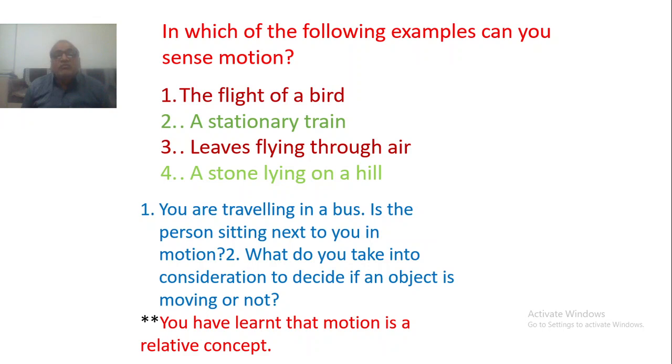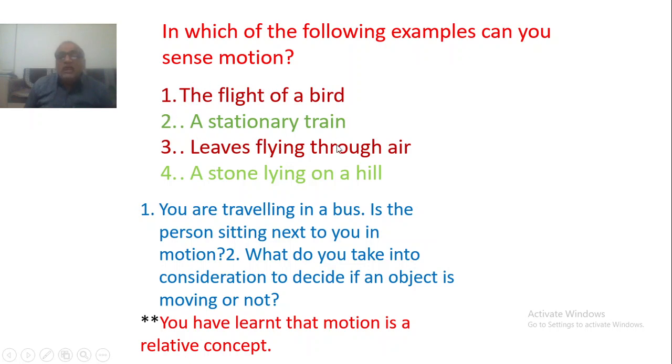From the following examples, in which of the following examples can you sense motion? कशामध्ये आपल्याला गती दिसते? The flight of a bird is a motion. A stationary train is not a motion. Leaves flying through air is a motion. A stone lying on a hill is not a motion. That is, examples 2 and 4 are not in motion. Objects are not in motion, and first and third are in motion.